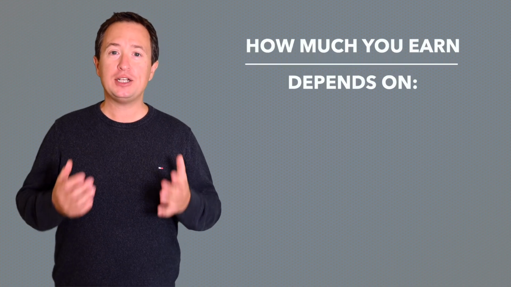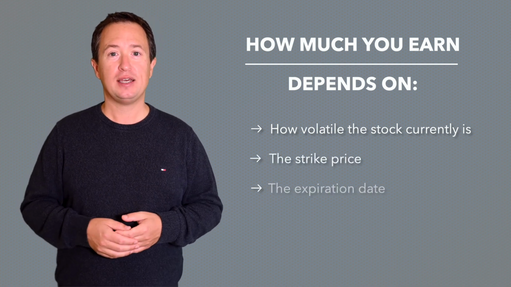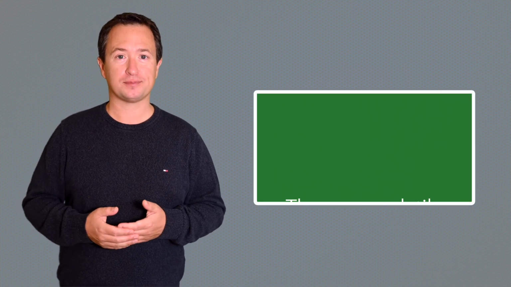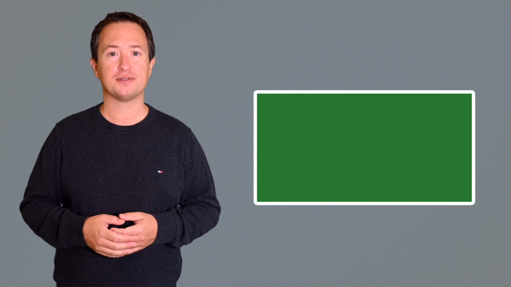Now, I wouldn't blame you if you were wondering how much can you make selling covered calls. Well, folks, it's not unheard of to get 20, 25% on an annualized basis selling covered calls. How much you earn depends on how volatile the stock currently is, the strike price, and the expiration date. In general, when markets are calmer, you'll have to sell the calls closer to the money with an expiration date that's further out. However, the more volatile the markets are, the higher the monthly income you'll earn selling covered calls. And many call sellers love it when stocks are volatile because even if it means the risk of getting exercised is higher, volatility means more income.